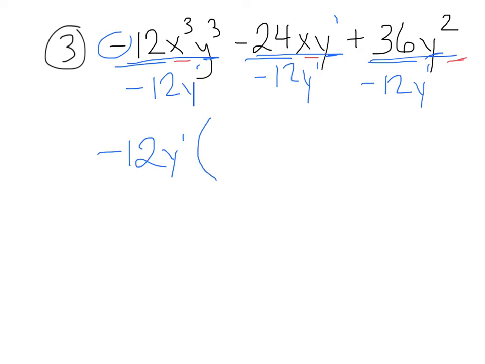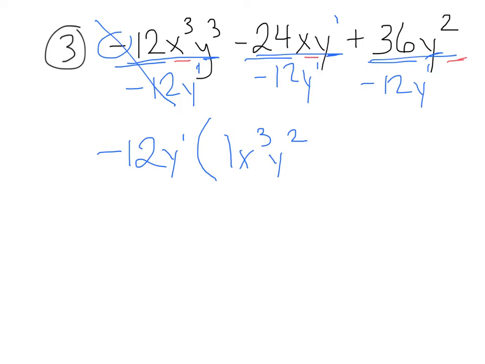so for my first term, when I divide by negative 12y, our negative 12's cancel out and just become a 1. Our x to the third, we don't have another x to the third, so it just stays x to the third. Then remember, when we are dividing y to the third divided by y to the first, we're going to subtract our exponents. So y to the third divided by y to the first. So 3 minus 1, we're going to have y to the second left.